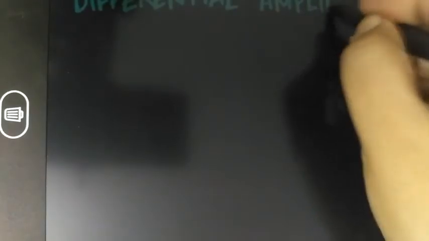Well, we have completed a few applications on op-amp, and today we will learn about the differential amplifier. We have done the integrator, we have done the differentiator, and today we will see the differential amplifier. Basically, a differential amplifier is used to amplify the difference between two signal voltages. So let us see how it is done.